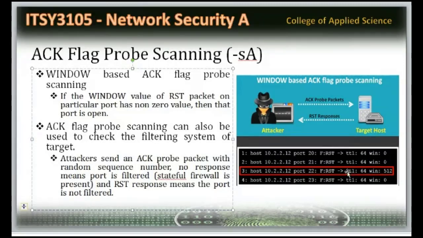The attacker is going to find your TTL value, the window size, the port number, and the IP address. So that's 1, 2, 3, 4, four different pieces of information he is going to get. This is the acknowledgement probe, that means the acknowledgement flag probe scanning method.